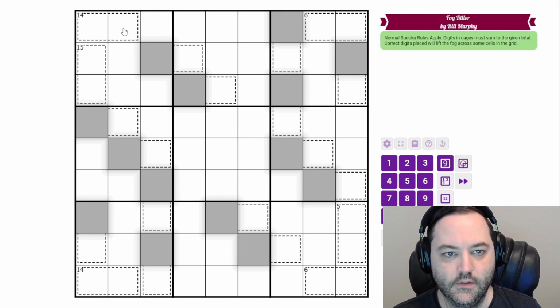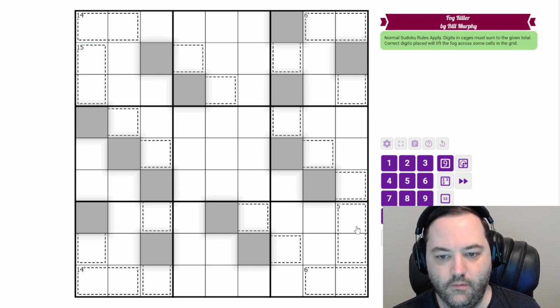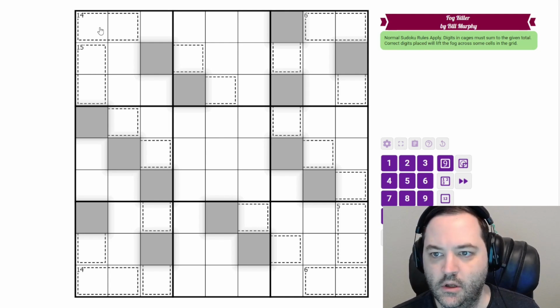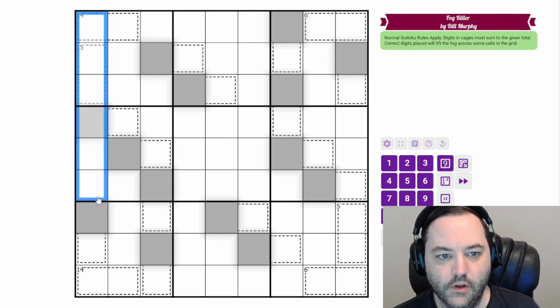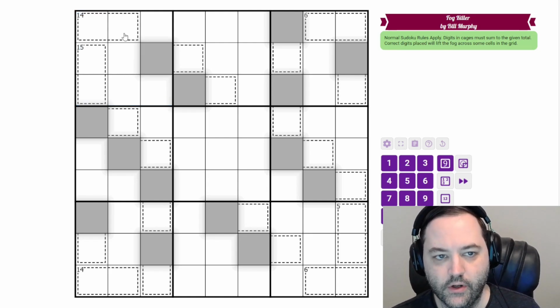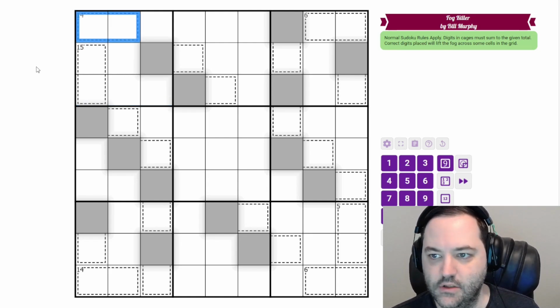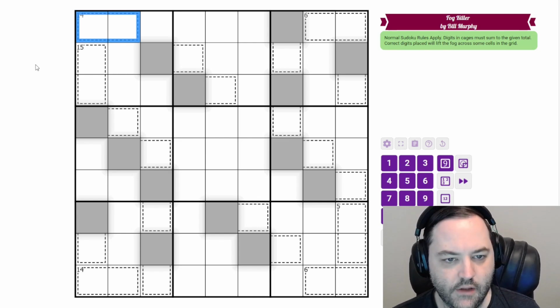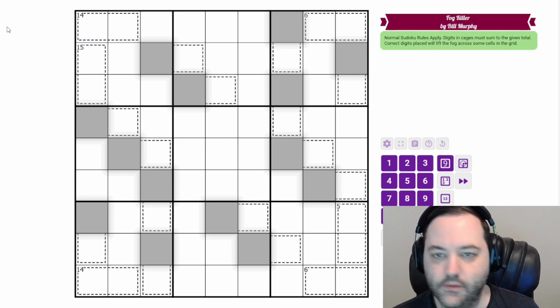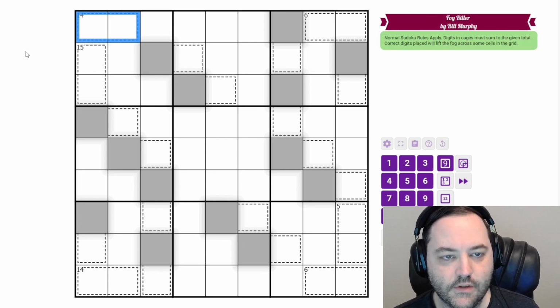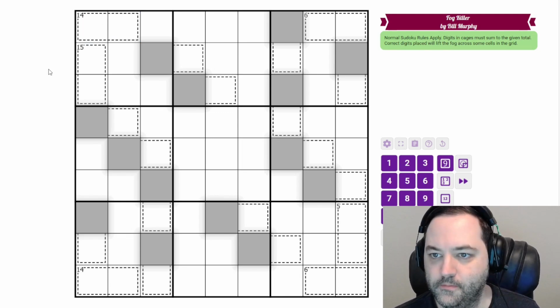This is Killer Sudoku with some fog cells, so we'll talk about those in a second. But we do have normal Sudoku rules, 1 to 9 each row, column, and 3x3 box. We have killer cages. Digits in the cages cannot repeat. I don't think that's relevant in this puzzle. I think these are all two-cell cages, even the ones covered by fog. But the digits in the cage must sum to the total given in the top left corner.